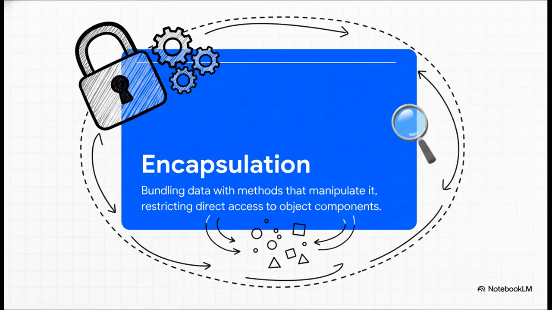When you drive a car, you have a steering wheel and pedals. That's your simple interface. You don't need to know how the pistons are firing. All that complexity is encapsulated. It's bundled up and hidden away inside the engine block. That's what encapsulation does in code. It bundles data and the methods that work on that data into a neat, protected package.